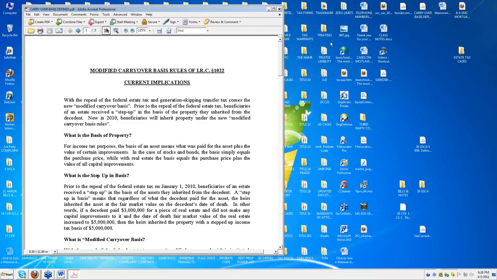What is the step-up in basis? Prior to the repeal of the federal estate tax on January 1, 2010, beneficiaries of an estate received a step-up in the basis of the assets they inherited from the decedent. A step-up in basis means that regardless of what the decedent paid for the asset, the heirs inherited the asset at fair market value on the decedent's date of death. In other words, if a decedent paid $3 million for a piece of real estate and did not make any capital improvements to it, and the date of death fair market value of the real estate increased to $5 million, then the heirs inherited the property with a stepped-up income tax basis of $5 million.